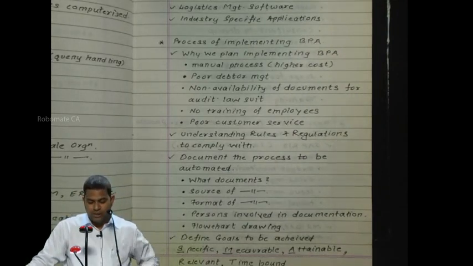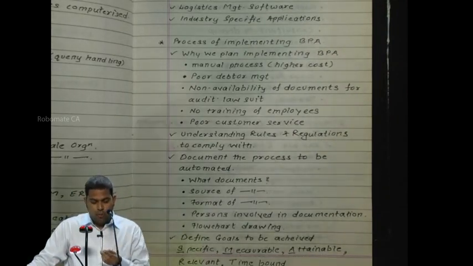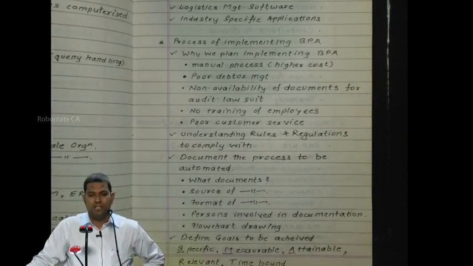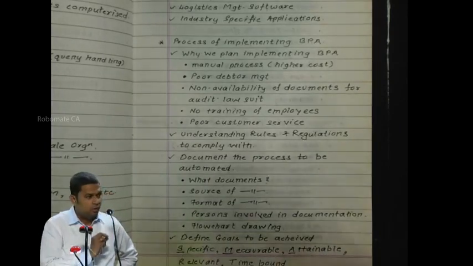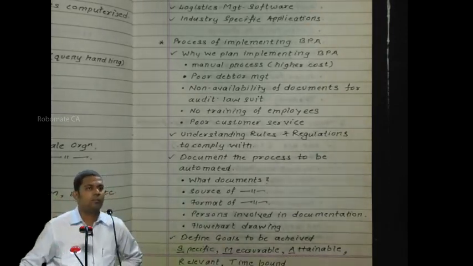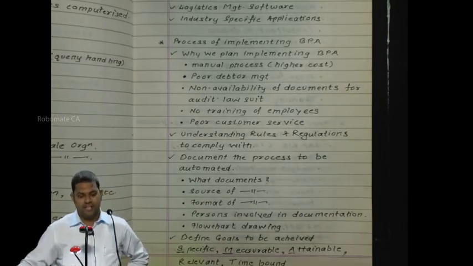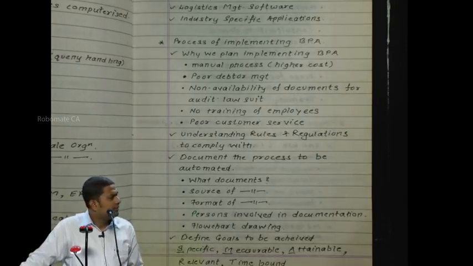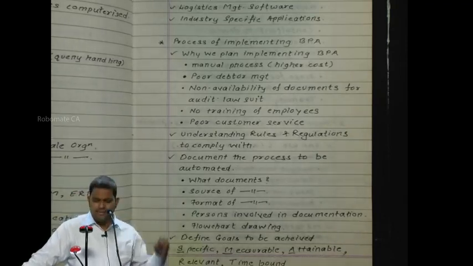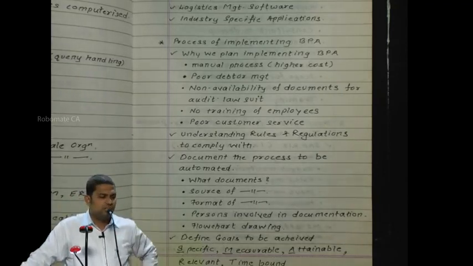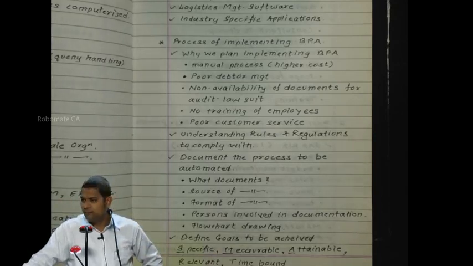We are now starting with question number 3, and that is, what are the various stages in the process of implementing business process automation? In short, the stages of business process automation. How a particular business process can be automated. We are starting off with the first step, and that is by answering a question: why are we implementing business process automation? Why is this business automation required?